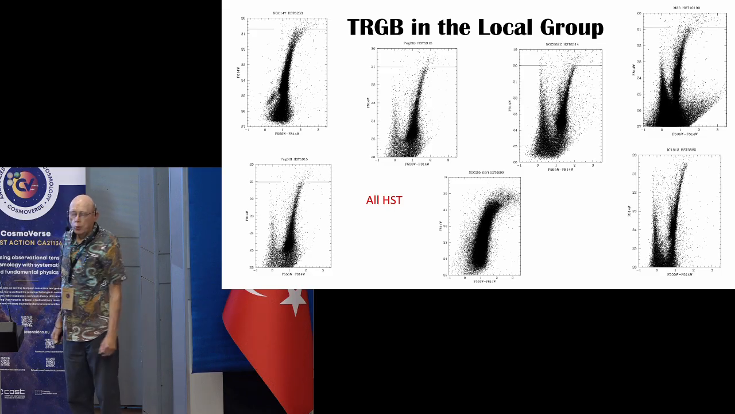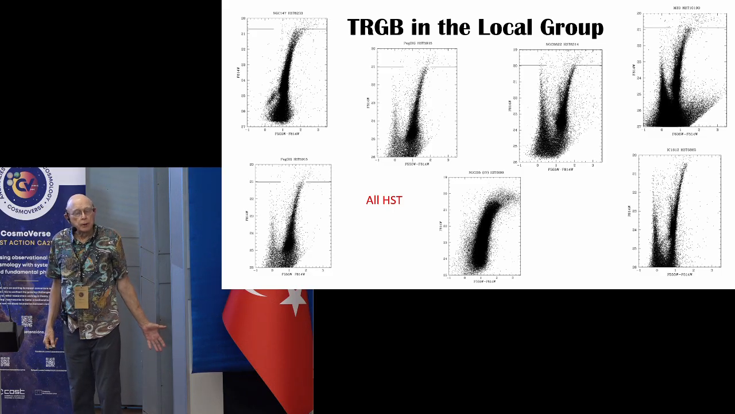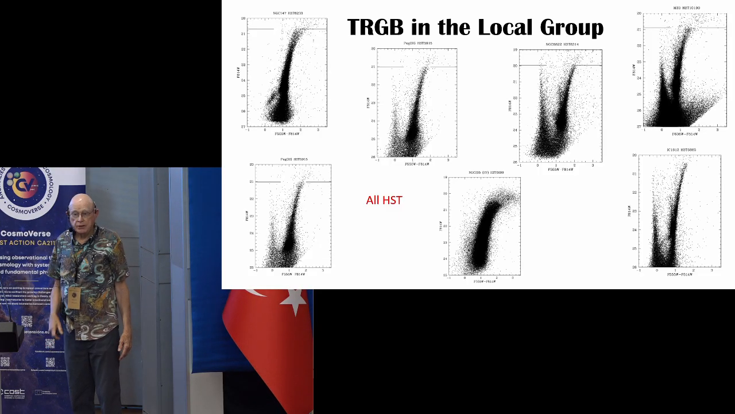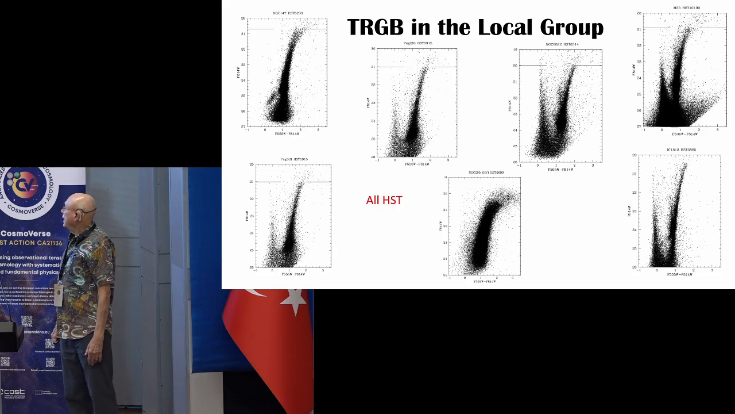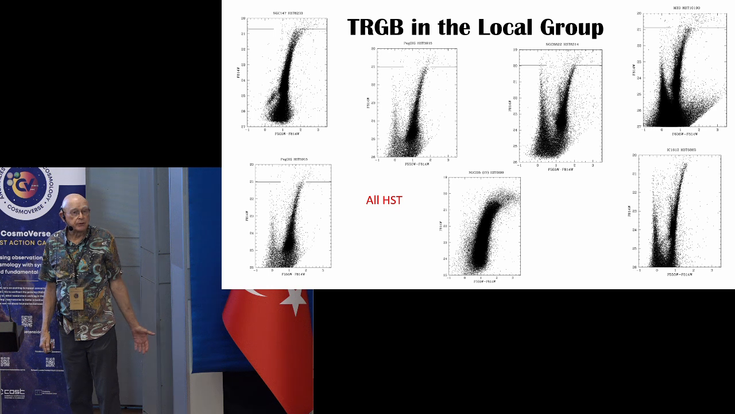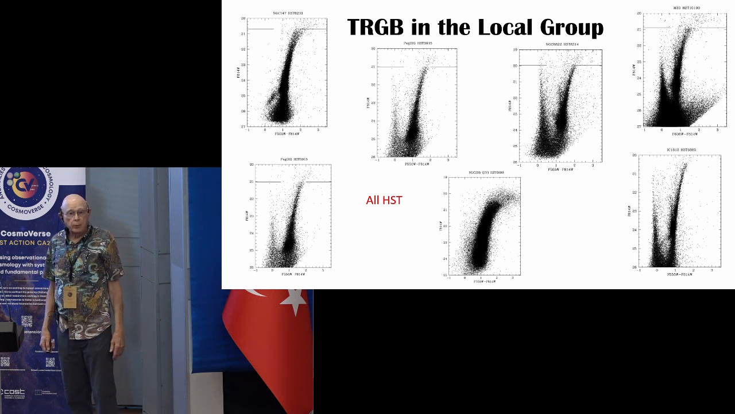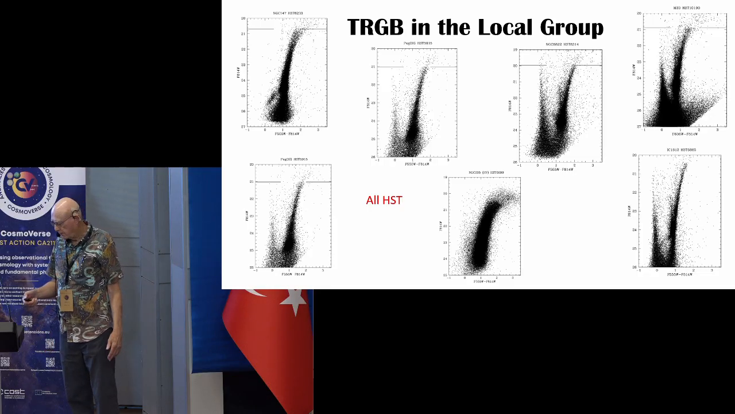So, with the Hubble Space Telescope, a lot of nearby galaxies have been observed. Essentially everything within 10 megaparsecs has been observed for the tip of the red giant branch. And here you just see some examples of galaxies in the Local Group, and you see that in every case, the red giant branch is well developed and the tip is well defined.